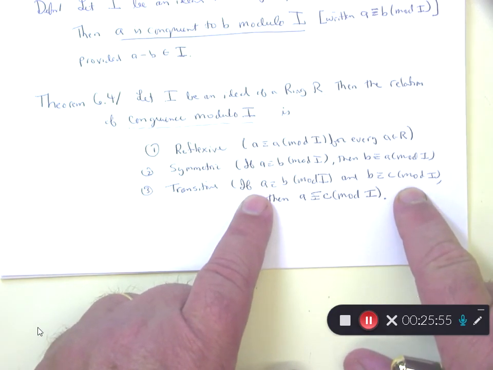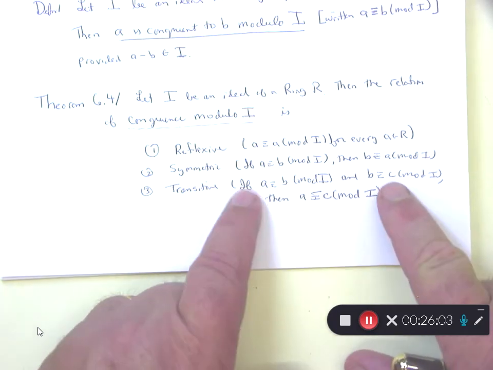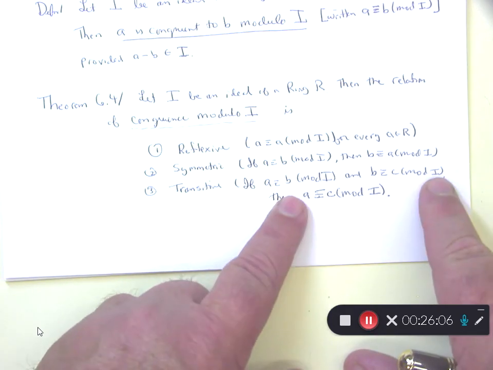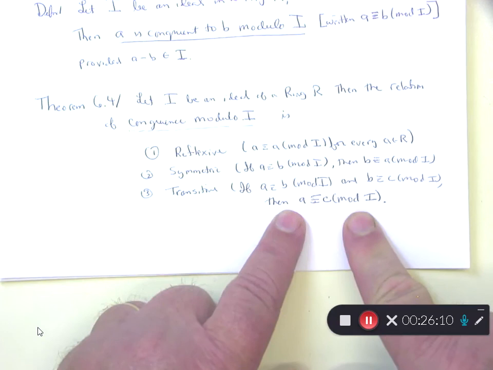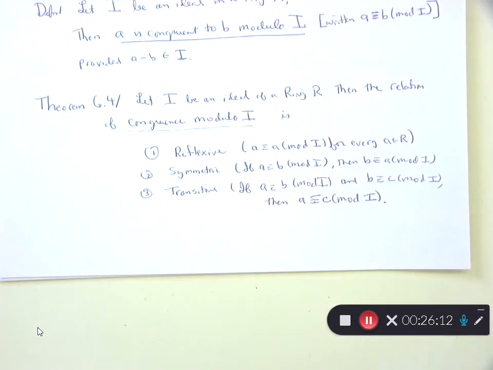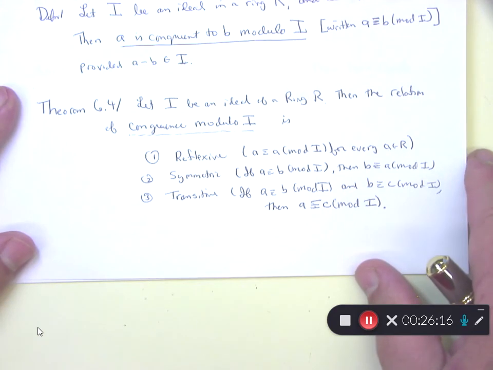Now, I is an ideal. Keep focusing on that. So if I add these two together, a minus b plus b minus c, the minus b plus b cancels, so I get a minus c. It's still an element of I, which means that a is congruent to c mod I. So we have reflexive, symmetric, and transitive properties here with our new congruence modulo an ideal.